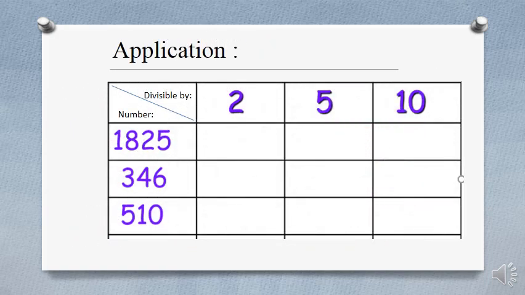Okay, now let's wrap up. I want to find if these numbers are divisible by 2, 5, or 10. The first number, it ends with 5. So is it divisible by 2? It's not even, so no. Is it divisible by 5? Yes. Is it divisible by 10? No, because the ones digit is not 0. The second one, it's even, so it's divisible by 2. It doesn't end with 0 or 5, so it's not divisible by 5 or 10. The last one, the ones digit is even, so it's divisible by 2. The ones digit is 0, so it is divisible by 5 and by 10.